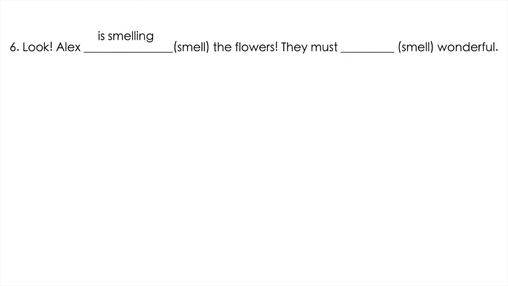Look, Alex is smelling the flowers. They must smell wonderful. The verb smell can refer to an action and a state. In the first blank, we use the present continuous because it is an action that is happening at the moment we are speaking. Alex is smelling the flowers right now. This is hinted to you because of the word look in the beginning. Alex is smelling the flowers. It's an action he is doing.